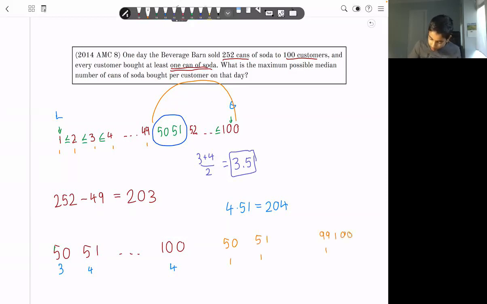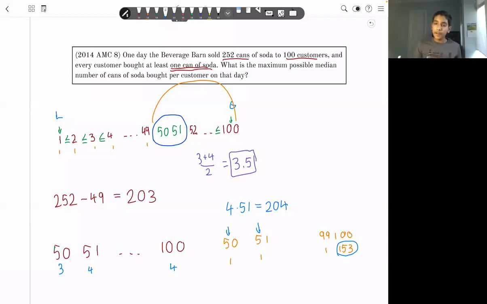So 100 could be super large. It could be a super large number, 153. But then we don't want that. We're trying to maximize 50 and 51, so we can't make 100 too large. 100 is the largest, 1 is the smallest, but we want to make the ones from 1 to 49 really small, because we want to save the cans we're going to give to the higher people.